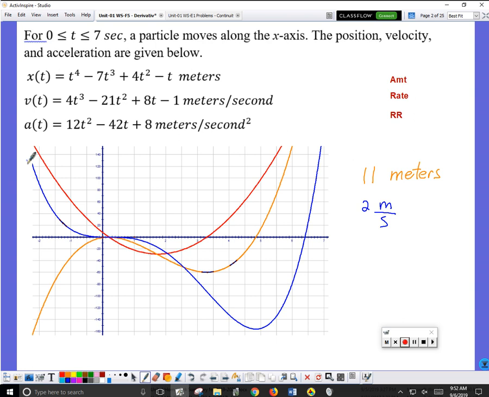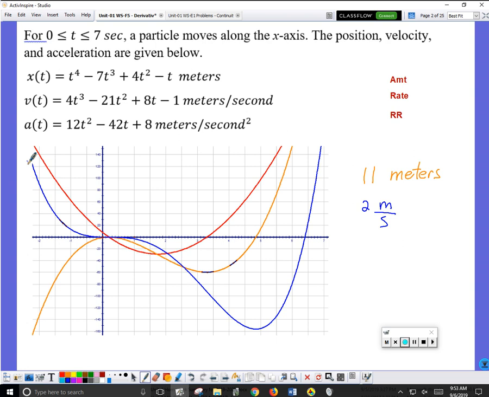The blue one is the position graph, okay? Now, this graph goes up and down. The particle does not go up and down. I'm the particle, I just go back and forth. But the blue graph still shows my position. As you, for example, let's get everyone to answer this.